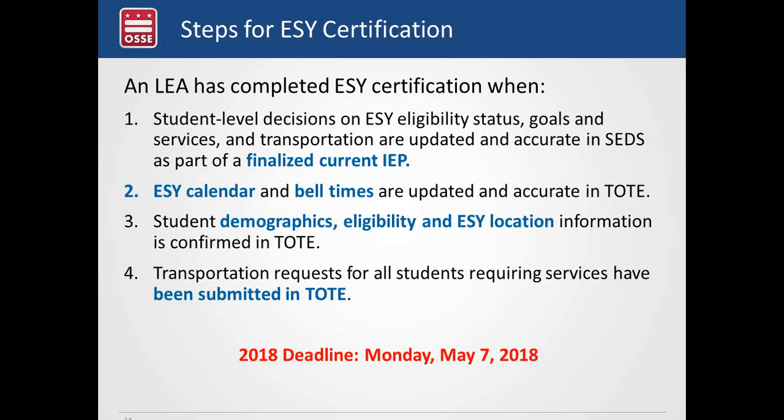So what does that look like to be totally certified for ESY? Well, instead of turning in paperwork and a signed signature form like you did several years ago, now it just means you are keeping everything up to date and current in the data system. So for example, the ESY calendar and the bell times are updated and accurate in TOTE. All your students' IEPs are current and accurate for what they say for the ESY status. Everything about those students who do get transportation for ESY is up to date and accurate in TOTE, and all the requests for transportation have actually been submitted in TOTE by this deadline.